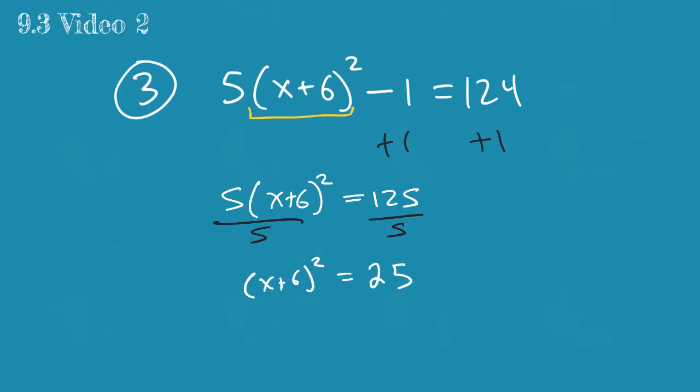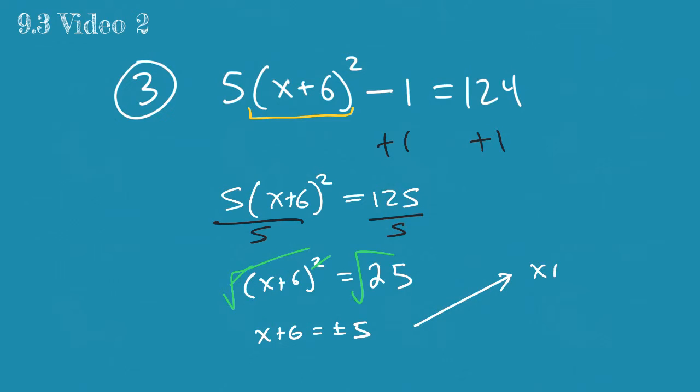And now we're back to where we were on the first two problems. I can square root both sides. The square root and the squared cancel. And I get x plus 6 equals plus or minus 5, because the root of 25 is a perfect square. And since I have a perfect square number here, these are like terms. 6 and 5 are like terms, so I need to split up into my two equations.